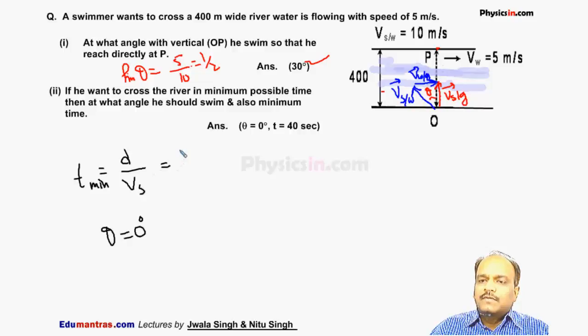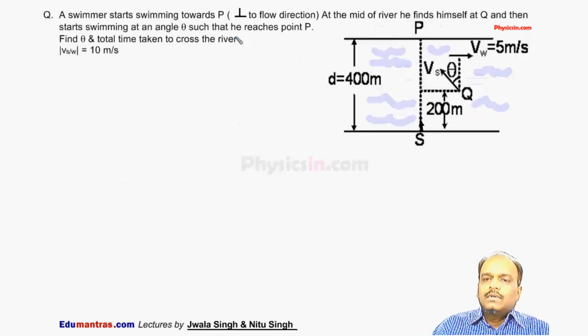D means the width of the river, which is equal to 400, and the speed of the swimmer is 10. That is equal to 40 seconds. So this is the time and angle at which he will swim and cross this river in minimum possible time. Next question.